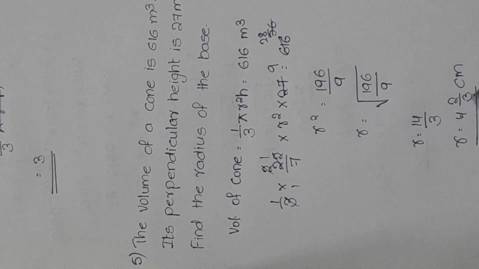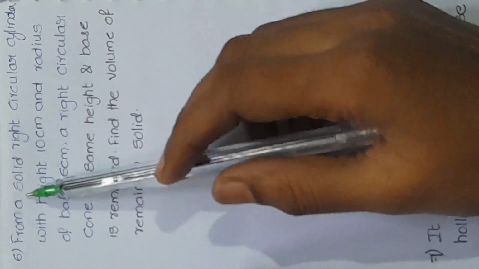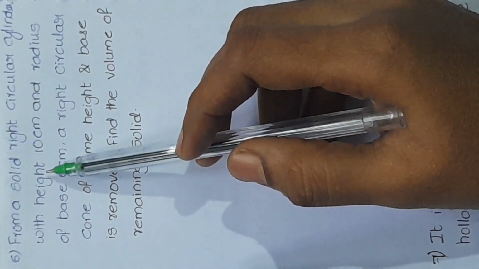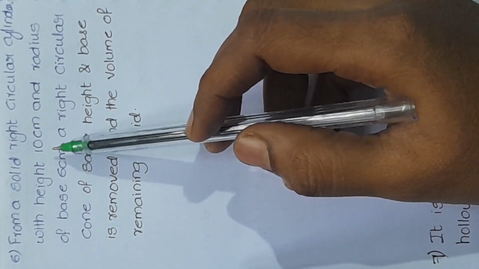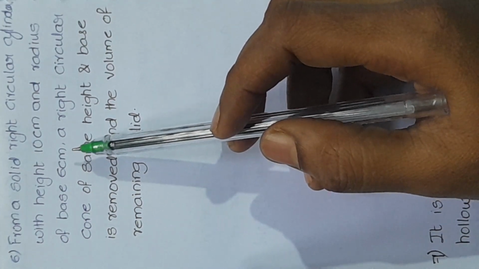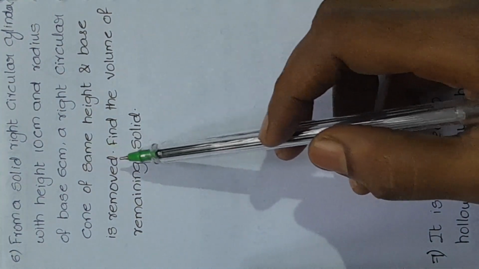R value is 2 by 3 centimeters. Sixth question: from a solid right circular cylinder with height 10 centimeters and radius of the base 6 centimeters, a right circular cone of same height and base is removed. Find the volume of the remaining solid.